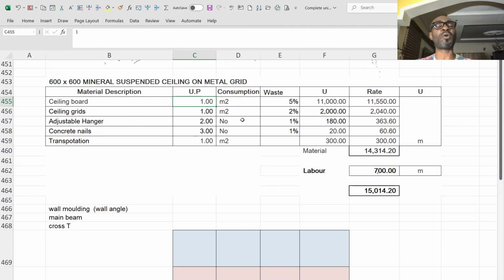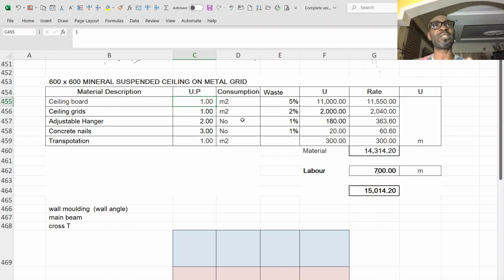As for the ceiling board, it is sold in square meters. The grids also are sold in square meters. If you're buying, say, 10 square meters of ceiling tiles, the distributor knows how many wall angles he needs to give to you. He knows how many cross T he needs to give to you, the 1.2 cross T, the 600 cross T, and the main beams.